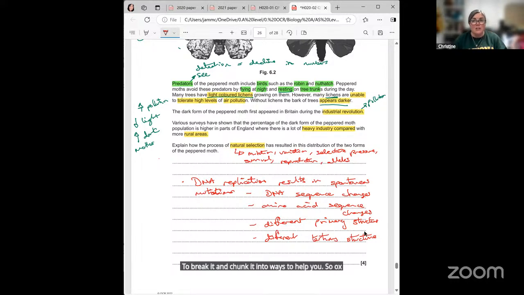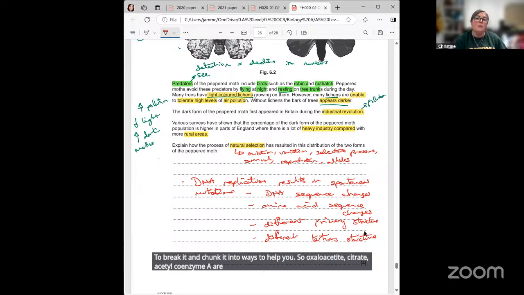So oxaloacetate, citrate, acetyl coenzyme A are the three you need to know about for respiration. You're very welcome.